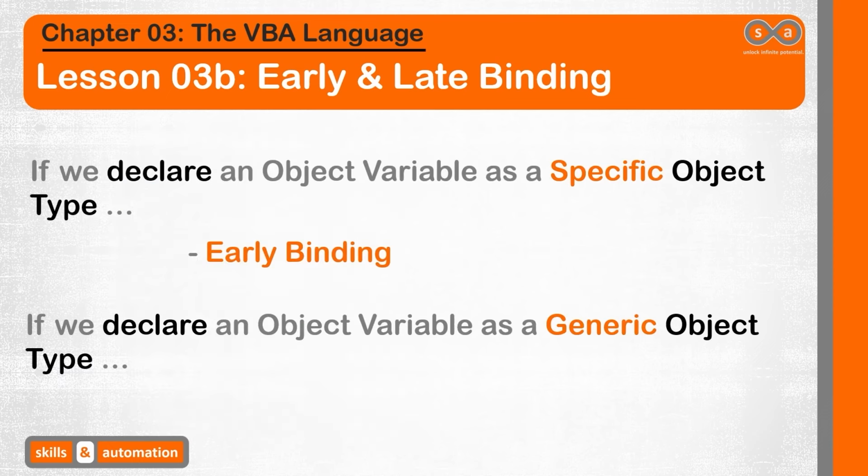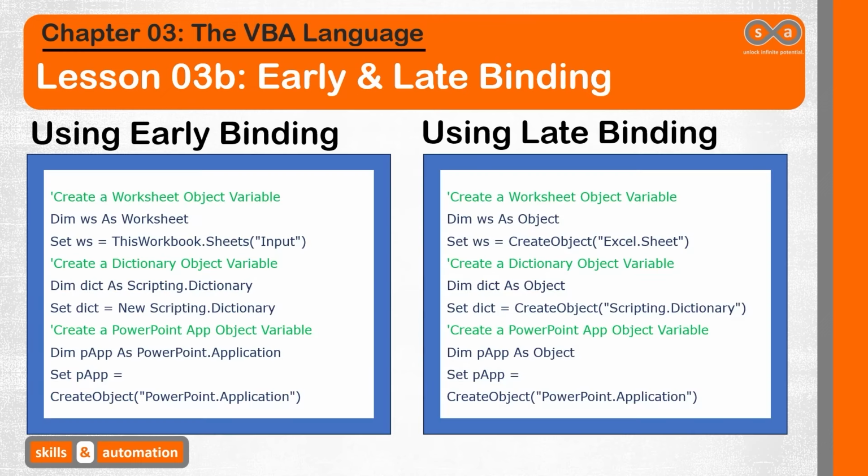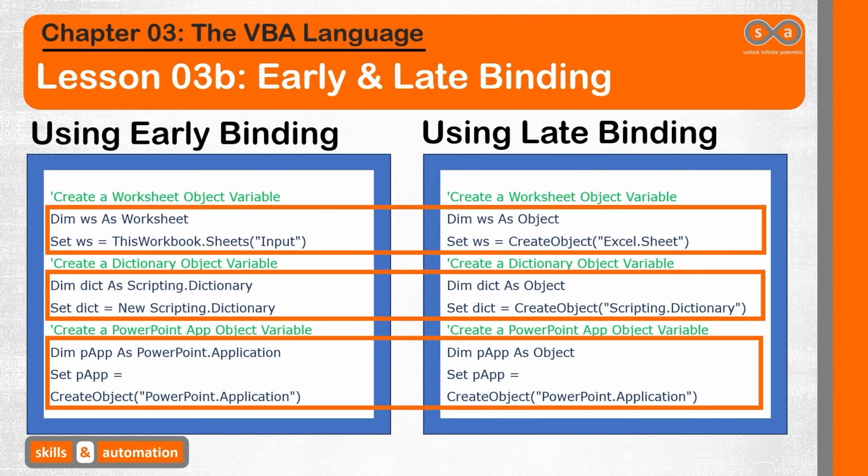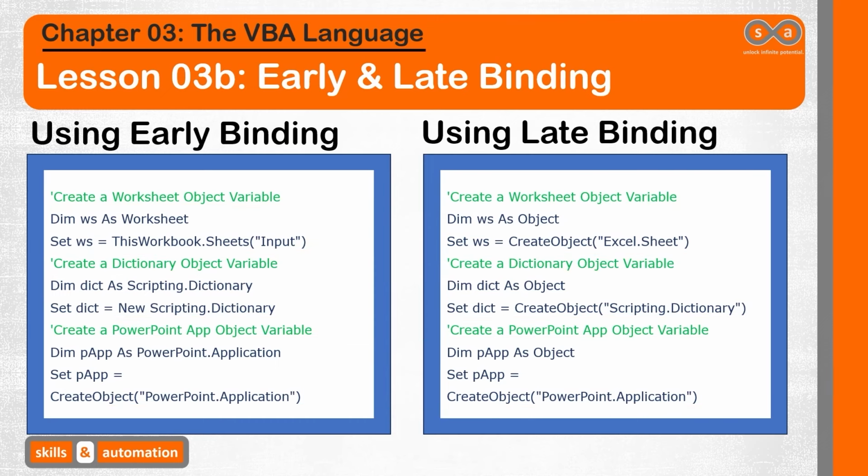If we declare an object variable as a generic object type, then we're using late binding. On the right hand side, we can see three examples of late binding. Each group of code on the right is equivalent to the code on the left. There are two main differences that we can notice within the code on both sides. In late binding, we declare each variable as an object, and we have to use the CreateObject function to create a new object and assign it to the object variable.